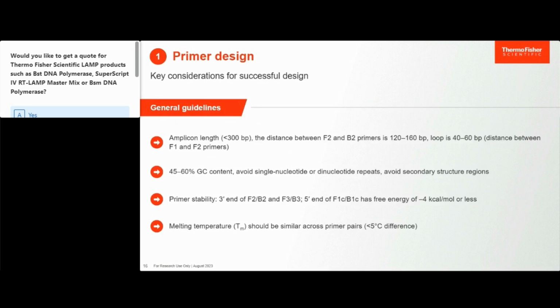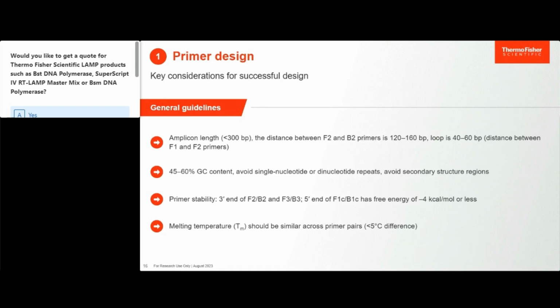The first thing to consider is primer design. LAMP reactions result in high specificity because of the use of specifically designed primers. LAMP employs from 4 to 6 primers binding 6 distinct regions of target DNA. It includes FIP, BIP, and F3, B3 primers and 2 loop primers.